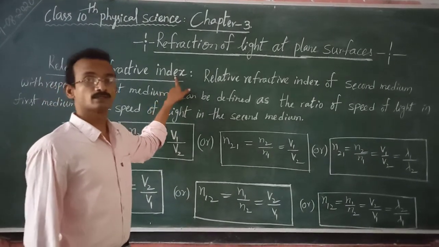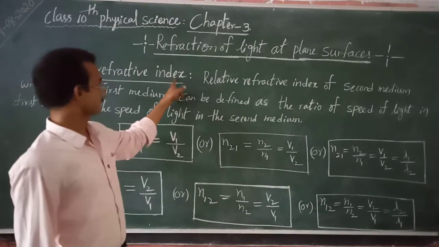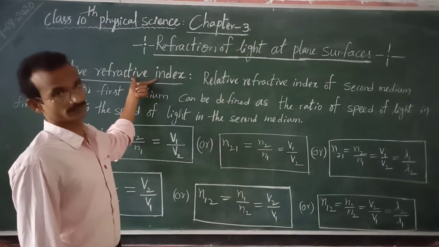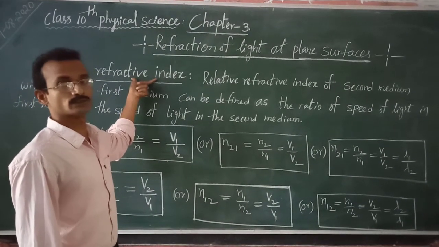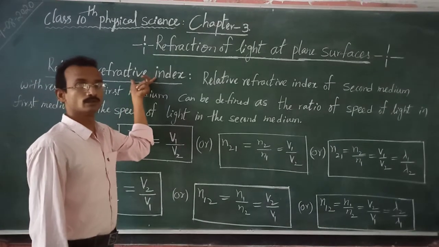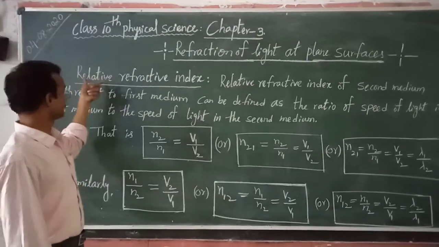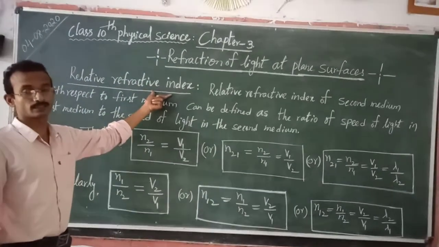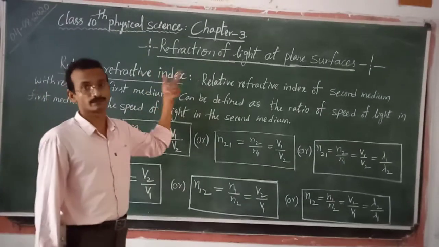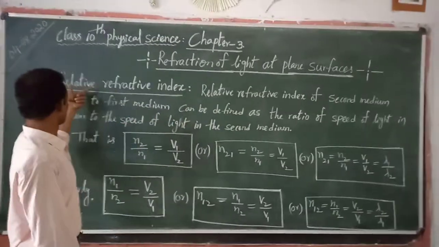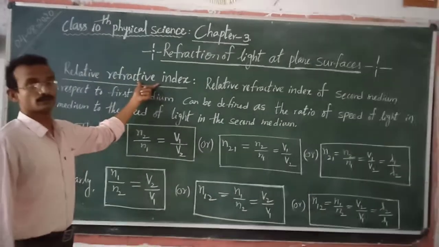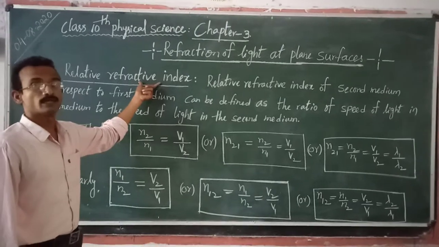In the earlier class I told you the refractive index, or absolute refractive index. It means the ratio of speed of light in vacuum to speed of light in a medium. But now the concept is the relative refractive index. In the earlier class we learned that n equals c by v. But now the concept is the relative refractive index of a medium with respect to another medium.